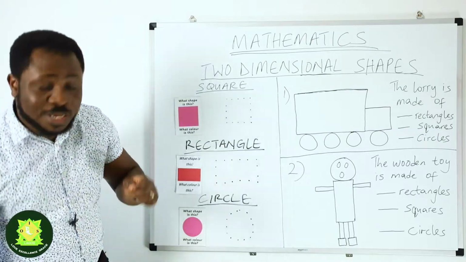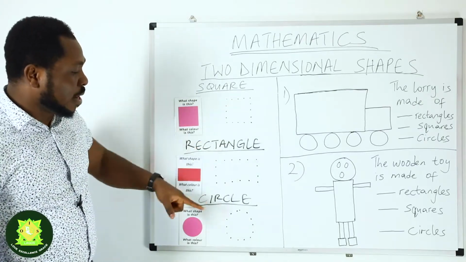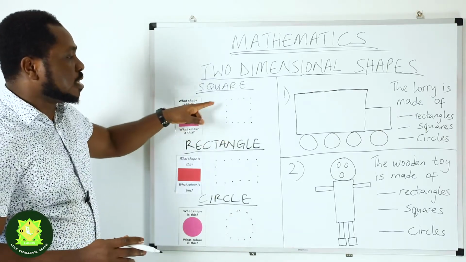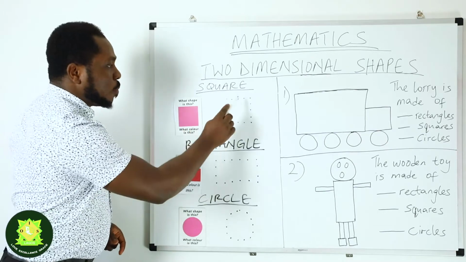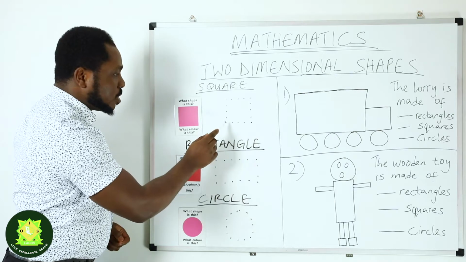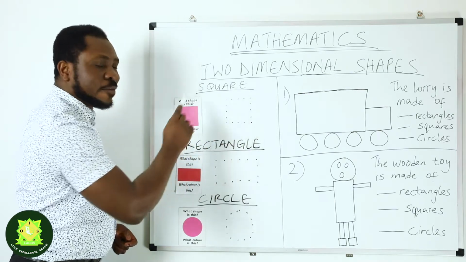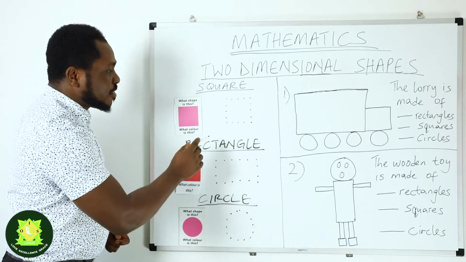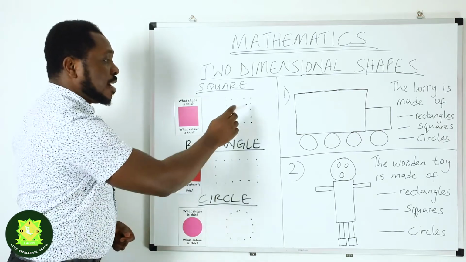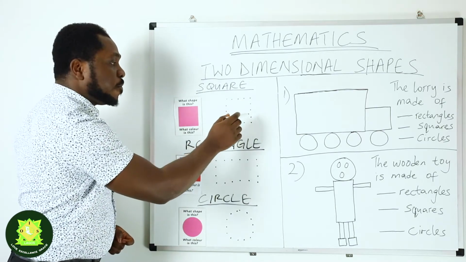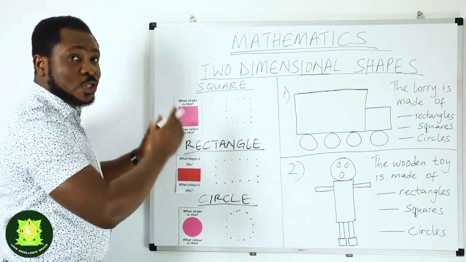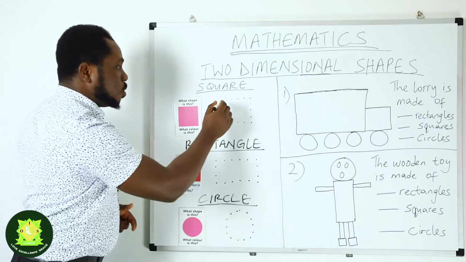So we are going to be tracing the square, the rectangle, and the circle we have on the board. Just like I said, the square has four sides of the same length, and we can see that our square, the top is 1, 2, 3, 4, 5 dots. The bottom also is 1, 2, 3, 4, 5 dots. The left side is 1, 2, 3, 4, 5 dots. And the right side is 1, 2, 3, 4, 5 dots. So the four sides of a square have the same length, and we are going to trace it.